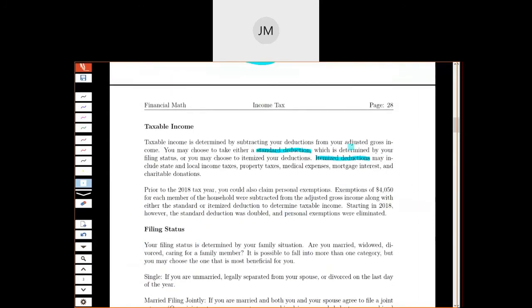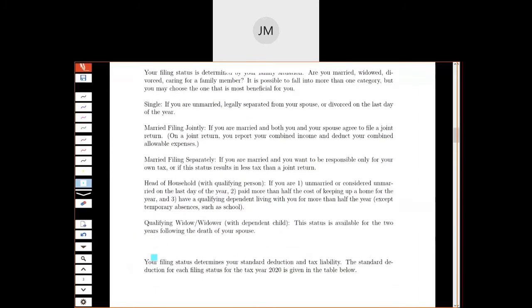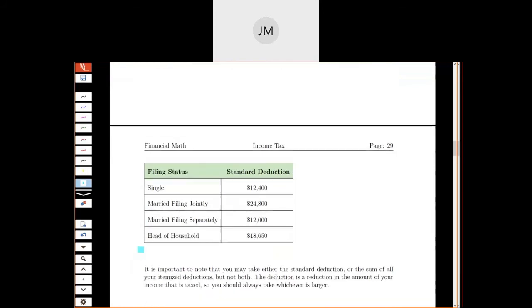Earlier we talked about this idea of a standard deduction. Let me go back and look at that. The standard deduction is different based on your filing status. And I didn't label all of the filing statuses here, but here's some of them: single, married filing jointly, married filing separately, and head of household. Notice that the married filing jointly is more than double of the married filing separately. So you typically have to have a very good reason to be married and file separately.